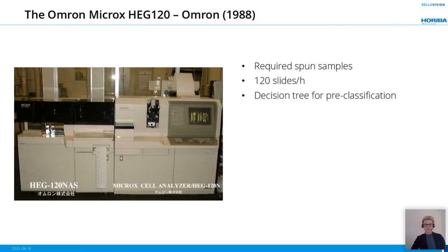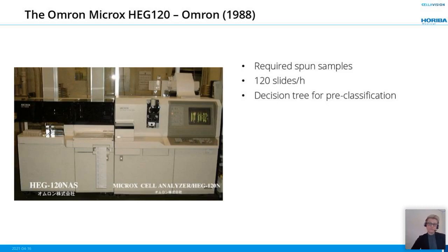Next system or company that tried to develop this was the Omron Microx HEG 120. This system also required spun samples and not wedged smears. But this had quite a huge capacity. As you can see, it could run 120 slides per hour. I would say that's very impressive. And this system also used the decision tree for pre-classification, just as the DIF-3 did.